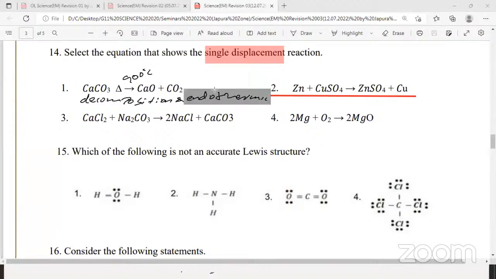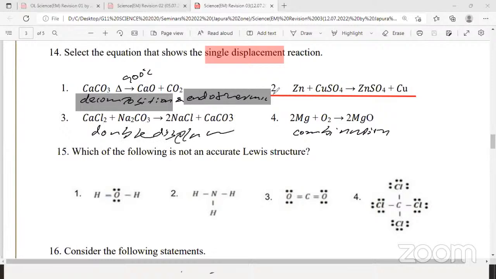I don't know if they have done this yet. Because in the exam they can combine both grade 10 and grade 11 chemistry. Then the second one is the answer. The fourth one is a combination reaction, a chemical combination. And the third one is a double displacement reaction.